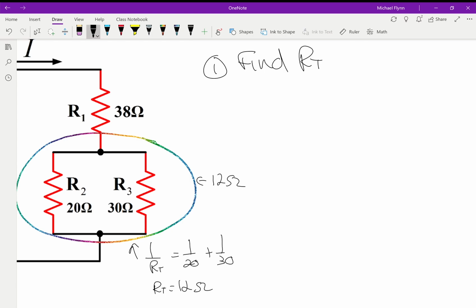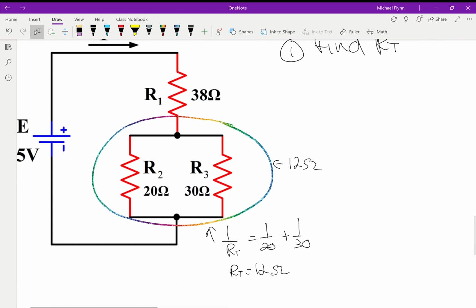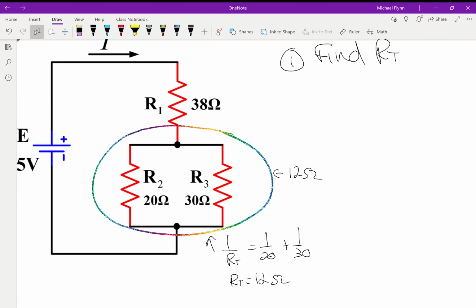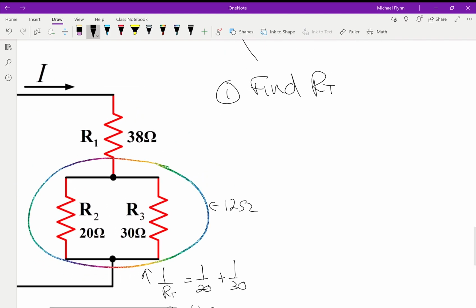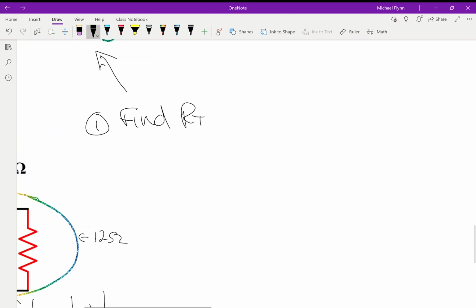So now I add that in series. Now I'm on step 4, add the remaining resistors in series. I replace what I've circled with 12, so it's 38 plus 12, which is 50 ohms. So the resistance for the whole circuit would be 12 plus 38, which is 50 ohms. Okay, all right, so now I've done that.